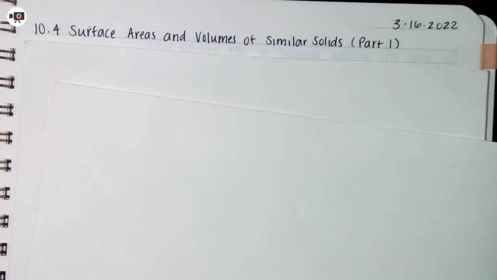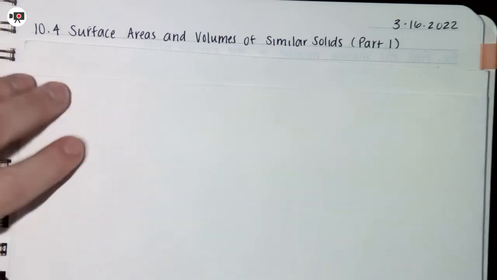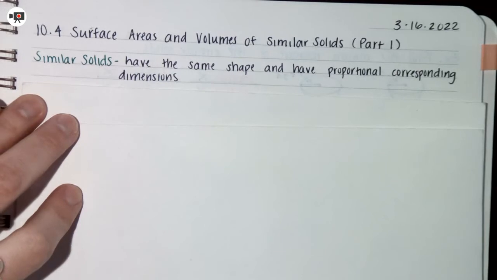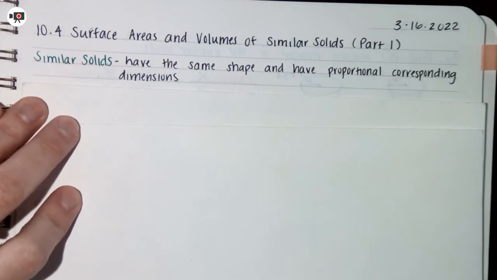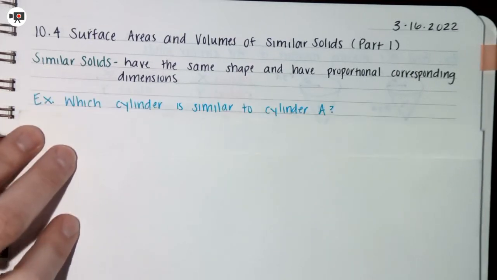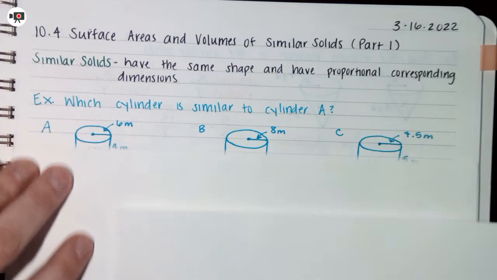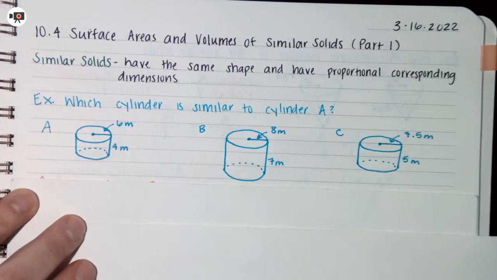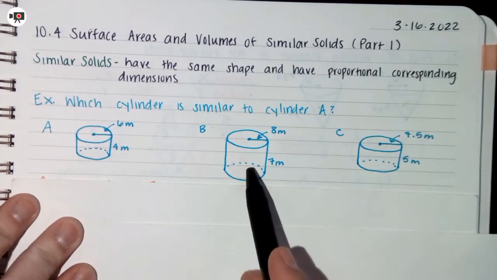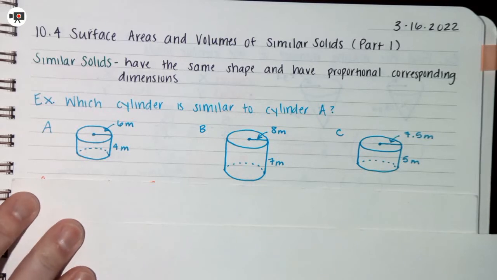This is 10.4, surface areas and volumes of similar solids. Similar solids have the same shape and have proportional corresponding dimensions. So which cylinder is similar to cylinder A? So here's cylinder A. Is B similar or C similar?